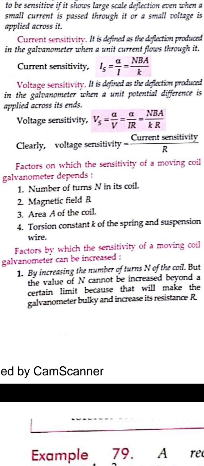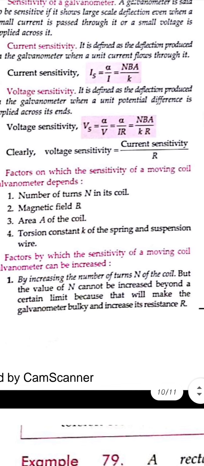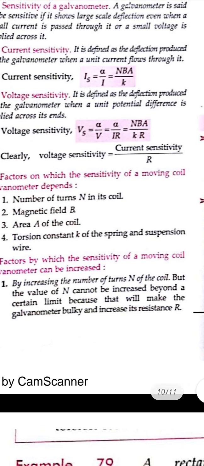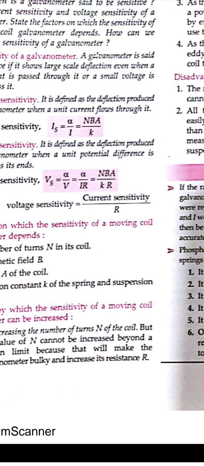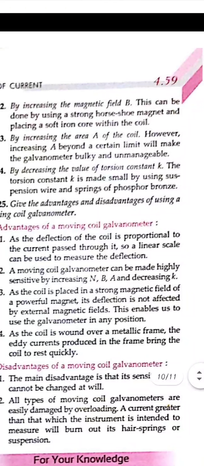The factors which affect the sensitivity of the moving coil: by increasing the number of turns we can change the sensitivity. But the value of N cannot be increased beyond a certain limit, otherwise the galvanometer will become bulky in size and its resistance R will increase. So the number of turns N should be within a limit.